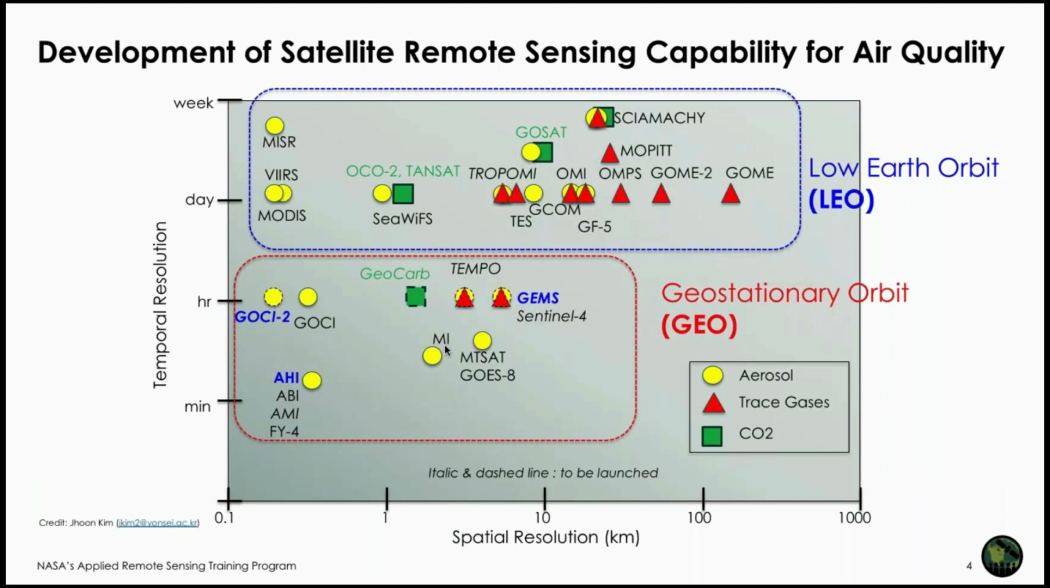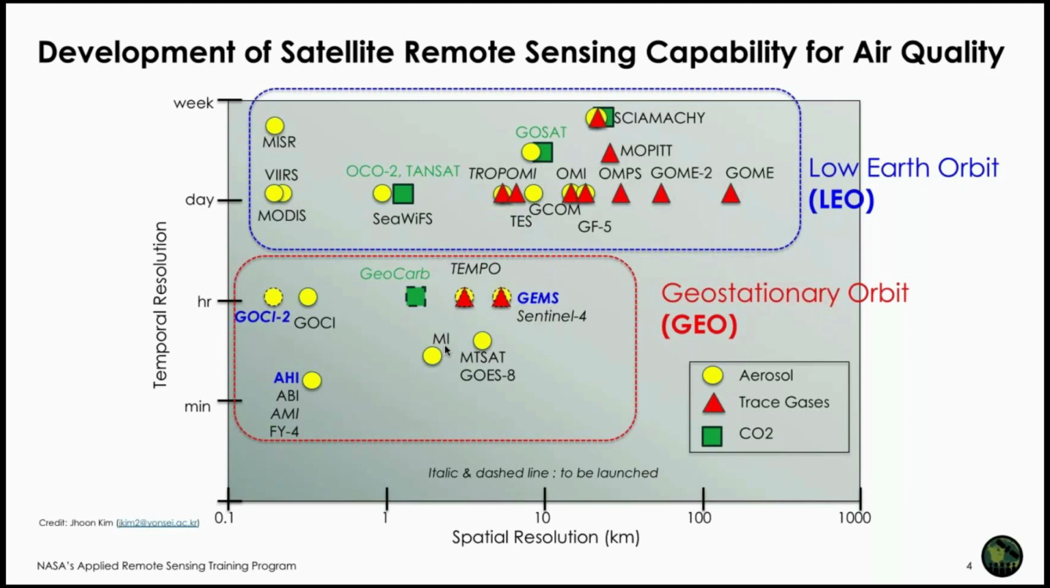This chart shows the spatial and temporal resolution of air quality satellites. The spatial resolution is different according to the target product. The red triangle represents the trace gases sensors, such as ozone and nitrogen dioxide. The green squares represent the greenhouse gases sensors, such as carbon dioxide and methane.